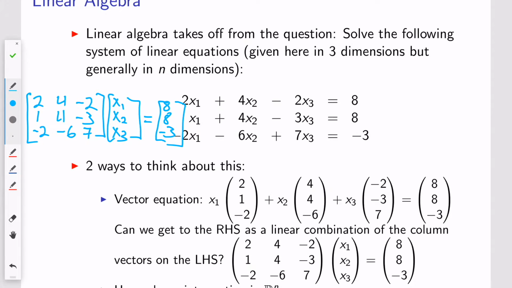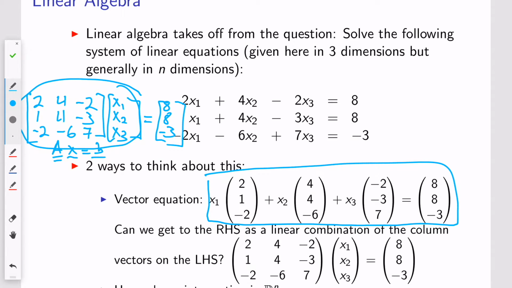More generally, we might write this as Ax equals b. And there's two ways to think about this system of equations. One way is when you remember that matrix multiplication by a vector, like this, means taking a linear combination of the columns. You see that the problem is this one that I've boxed here. It says how much of this first column vector plus how much of the second column vector plus how much of this third column vector do I need to arrive at the location in 3-space 8, 8, -3.